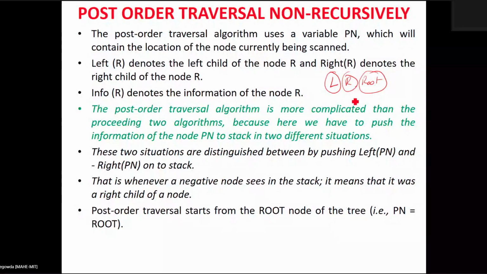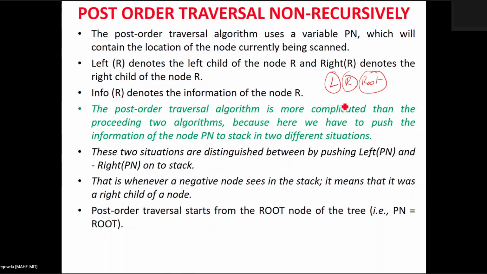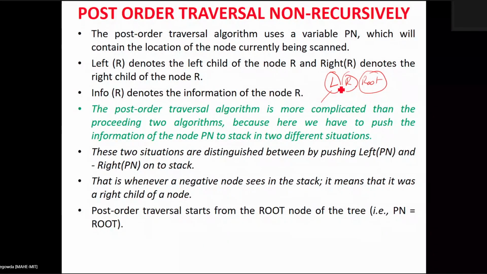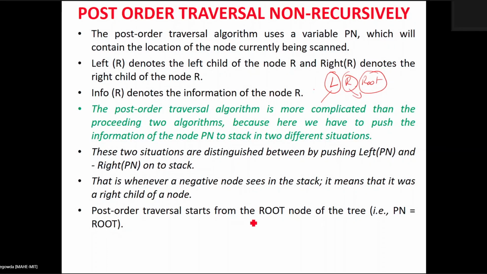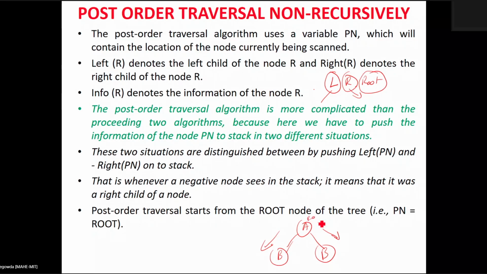But compared to the previous method, this post-order traversal method is a little bit complicated. Why? Because we need to push the left subtree address onto the stack and we need to push the right subtree onto the stack. Say for example, if you have again a binary tree of this form, A and as well the B, it may grow to any number of levels. First you have to traverse the left subtree, then you have to traverse the right subtree, then finally you have to come back to the root node. For that purpose, we need to store the left subtree and as well the right subtree onto the stack.